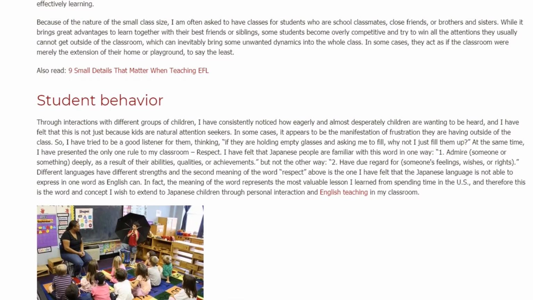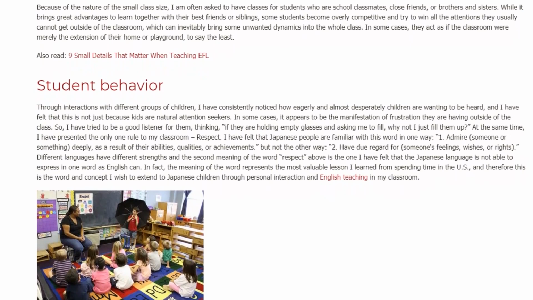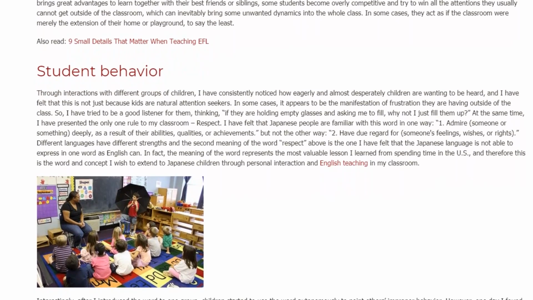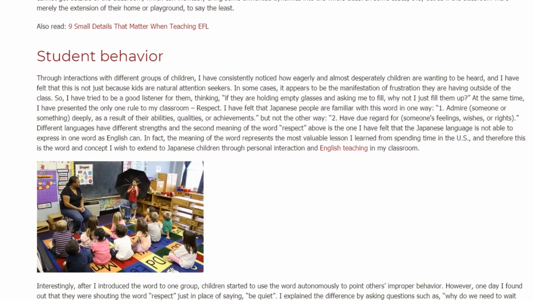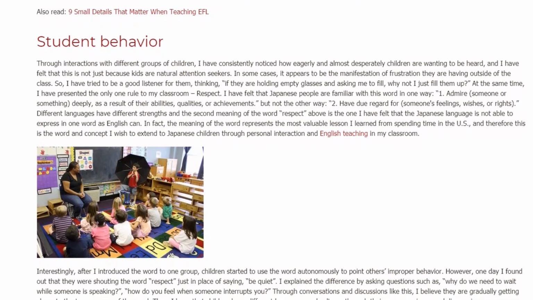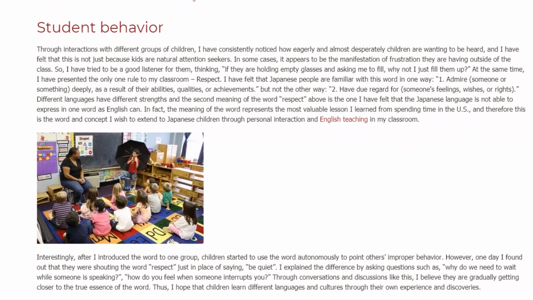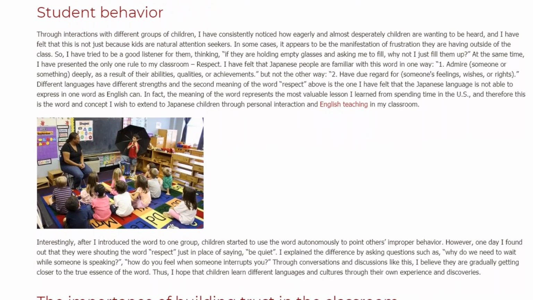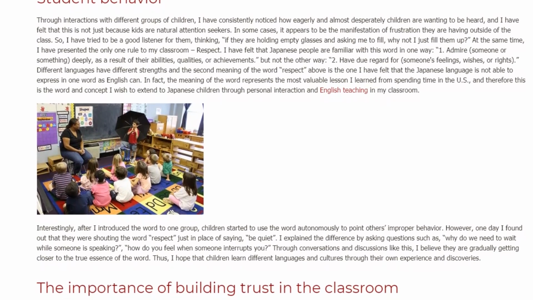At the same time, I have presented only one rule to my classroom: respect. I have felt the Japanese people are familiar with this word in one way: 1. Admire someone or something deeply, as a result of their abilities, qualities, or achievements. But not the other way. 2. Have due regard for someone's feelings, wishes, or rights. Different languages have different strengths, and the second meaning of the word respect above is the one I have felt that the Japanese language is not able to express in one word as English can.